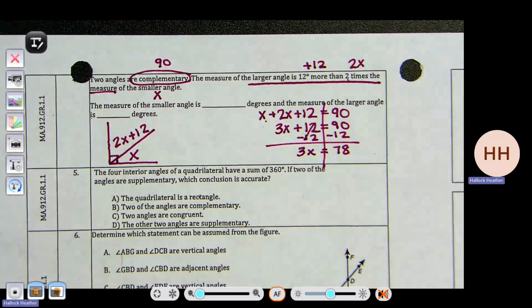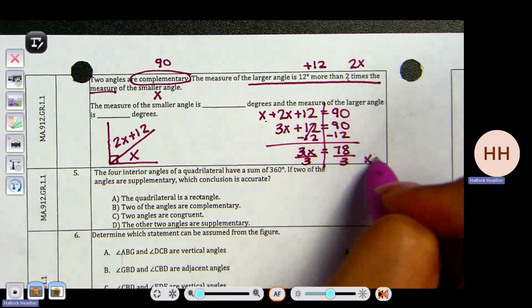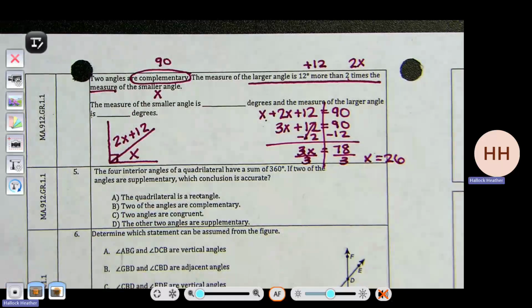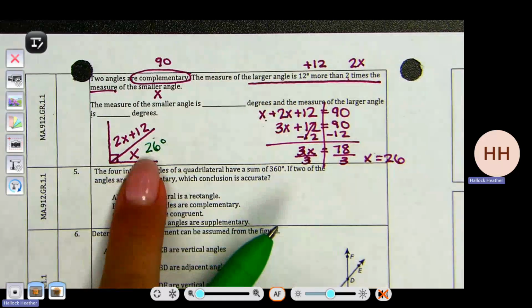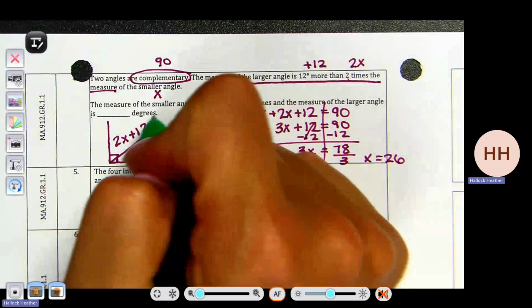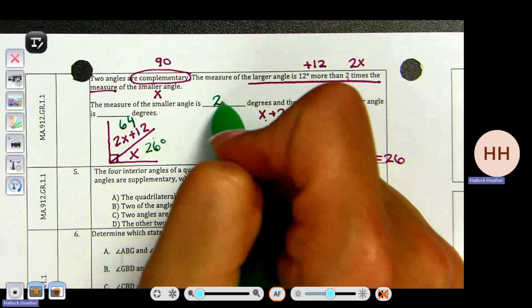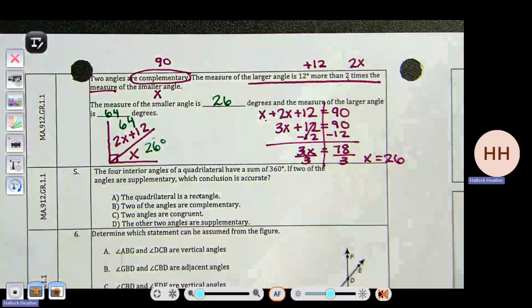78 divided by 3. So x is 26. So the smaller angle in my picture is 26 degrees because it's just x. This one is 2 times 26 plus 12. Together they add to make 90. The smaller angle is 26 degrees. The larger angle is 64 degrees.